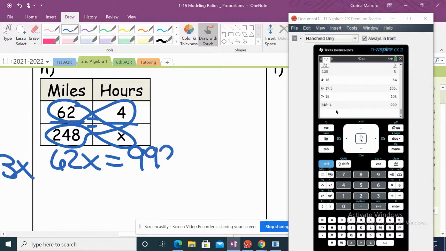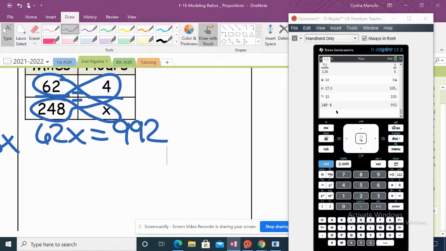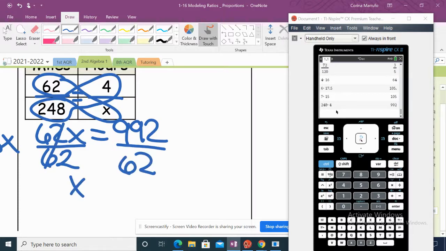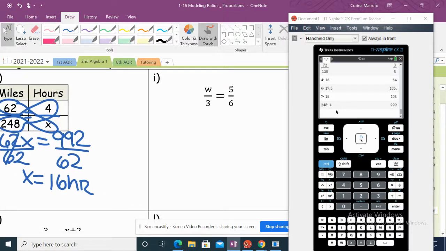992. And then to solve for x, we're going to go ahead and get rid of the 62. How do we get rid of the 62? Divide it. So we divide by 62. What we do to one side, we have to do to the other side. So this cancels and we get x equals 992 divided by 62 gives us 16. Okay. So here this means that the 16 is the hours, right? So it's going to take them 16 hours to drive 248 miles. Alright, I want you guys to try this one.